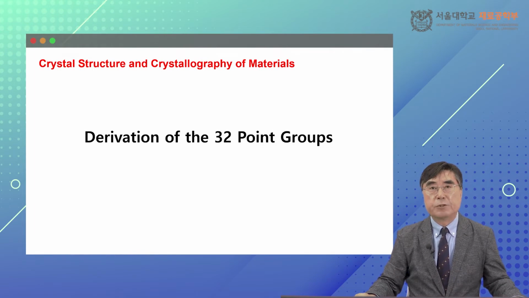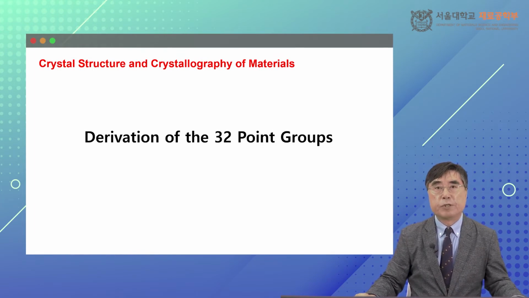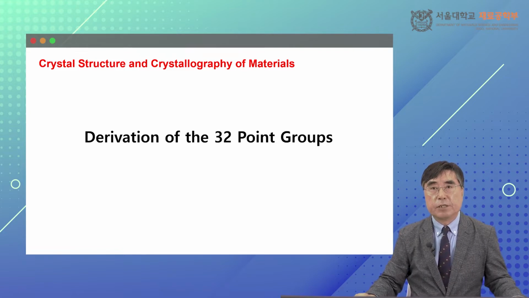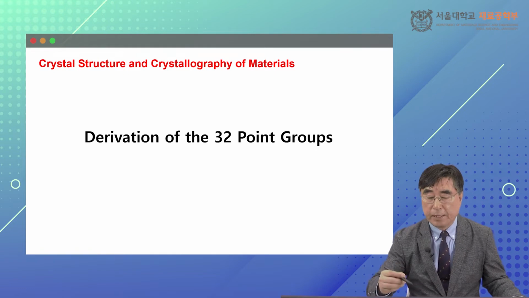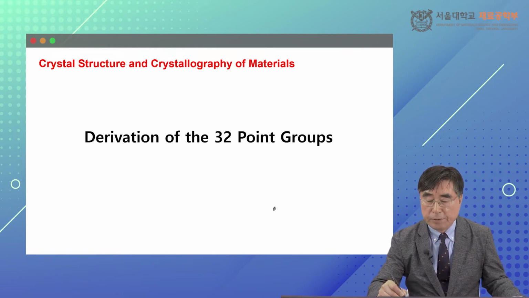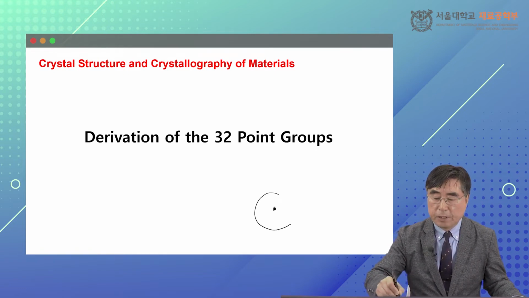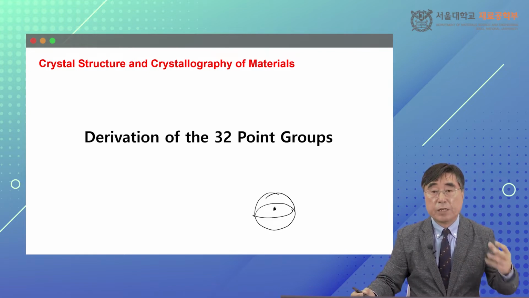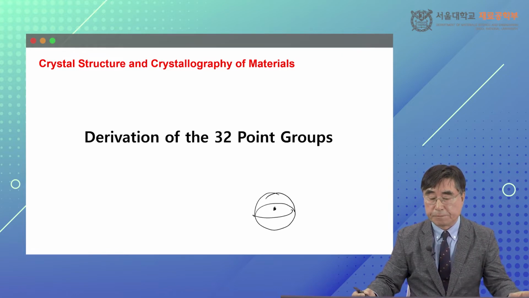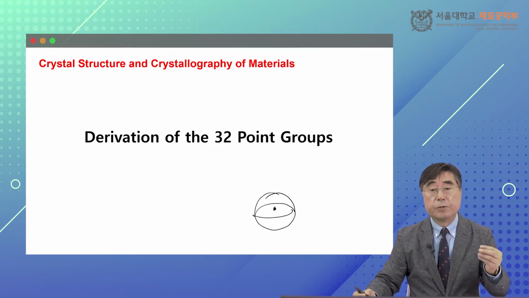As the final lecture of this crystallography of materials, I will systematically derive the 32 point groups. Point groups is basically when there are lattice points, and then what kinds of symmetry elements can be available without moving it, just surrounding these lattice points.